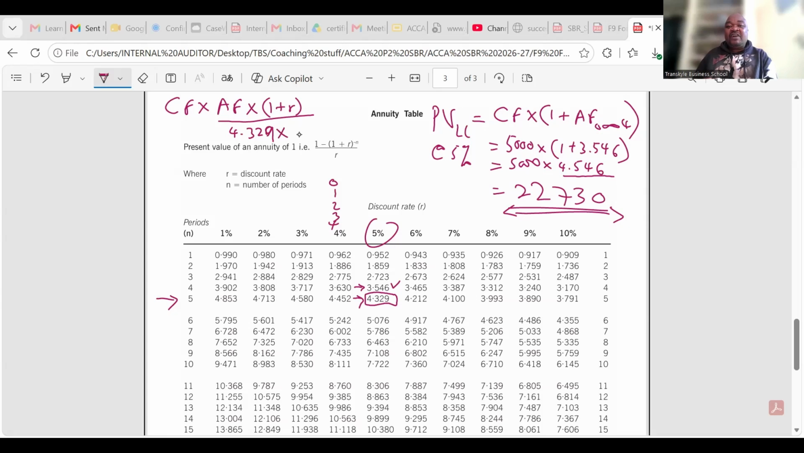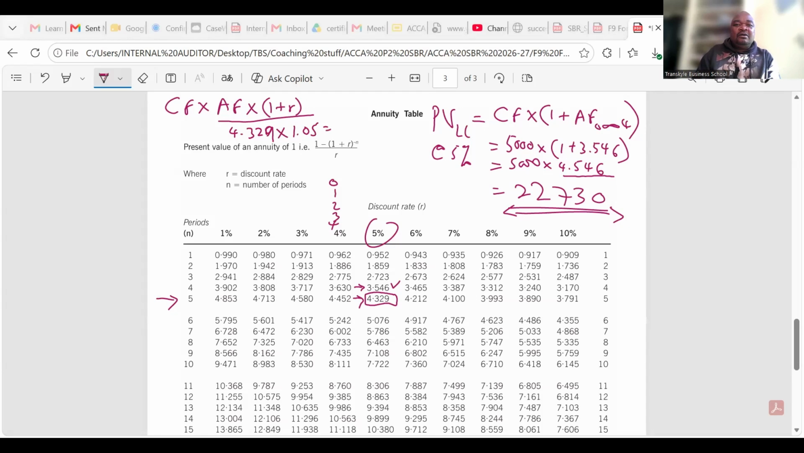Our R is 5%. So that's multiplied by 1.05. All right, so that's 4.329 multiplied by 1.05. We are having 4.545. So we are almost close.